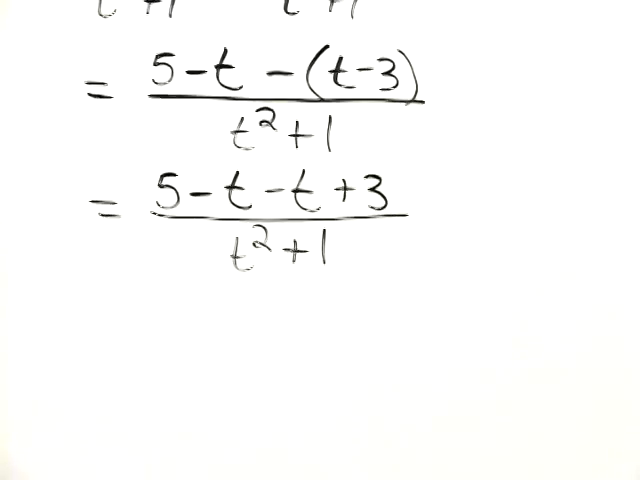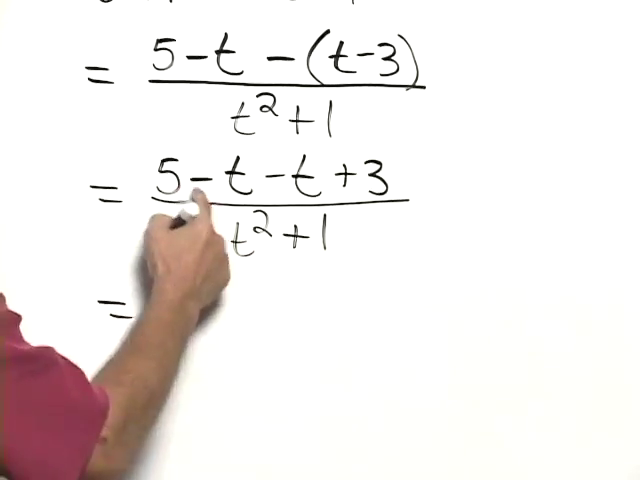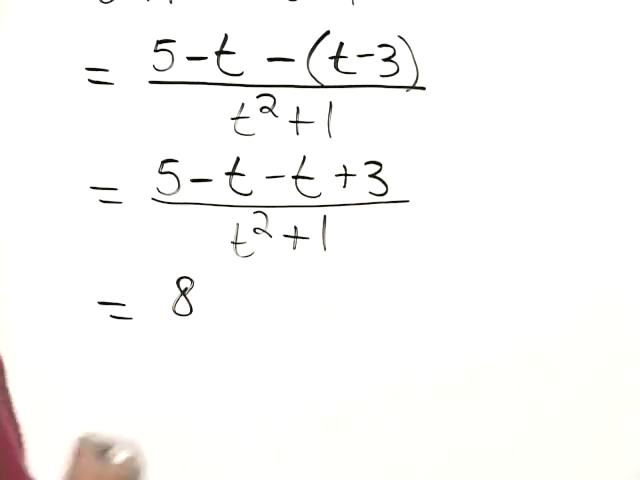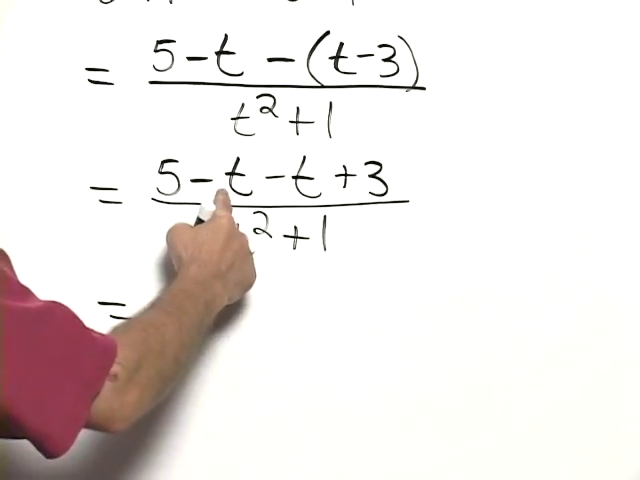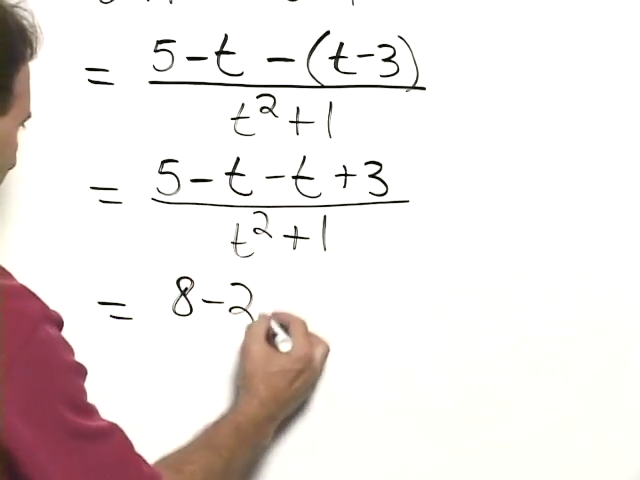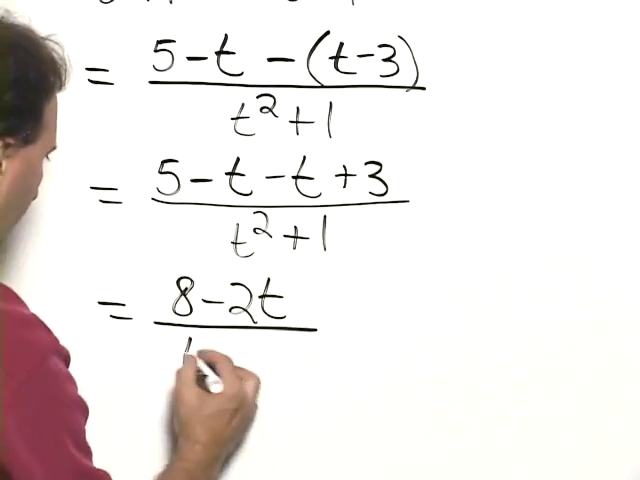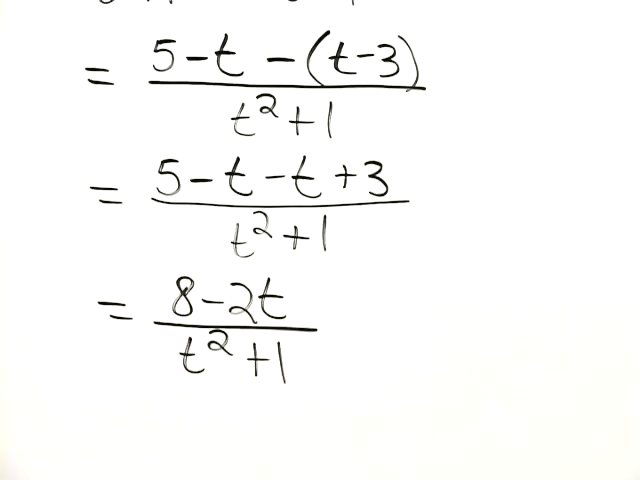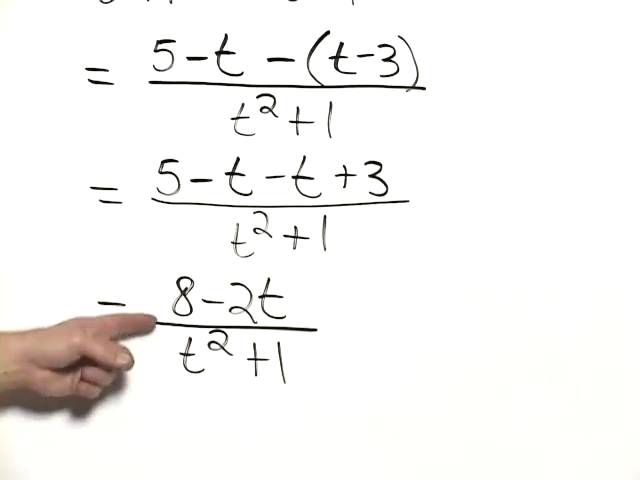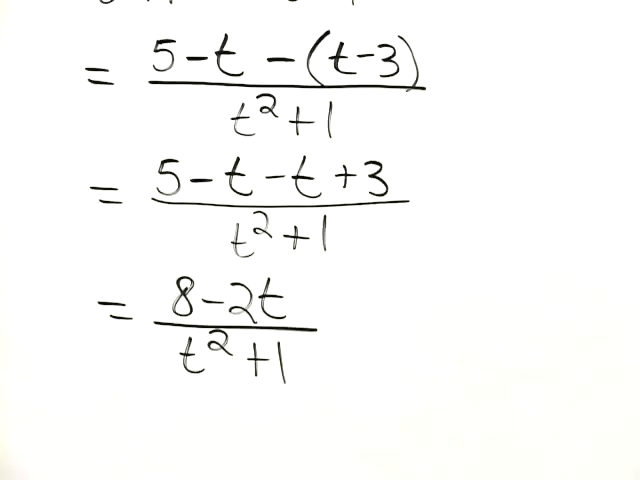Simplifying the numerator, we have 5 plus 3, which is 8, minus t, which is minus 2t, over t² + 1. This particular rational expression is as simplified as it can be, so that is your final answer.